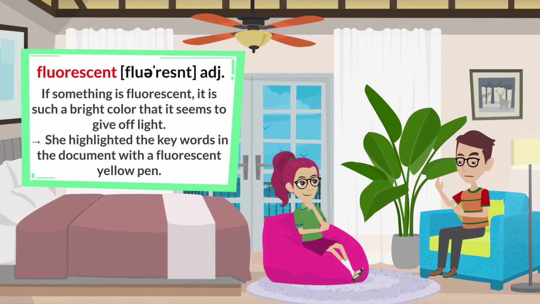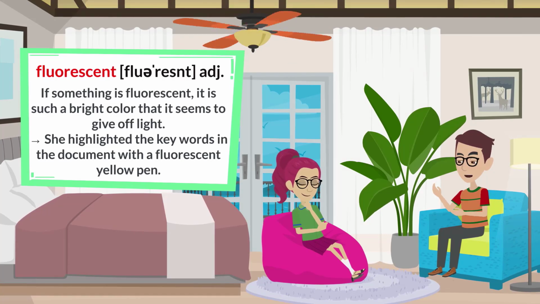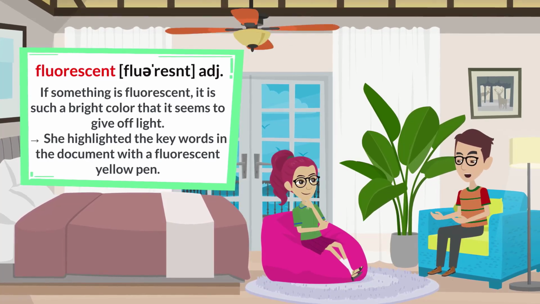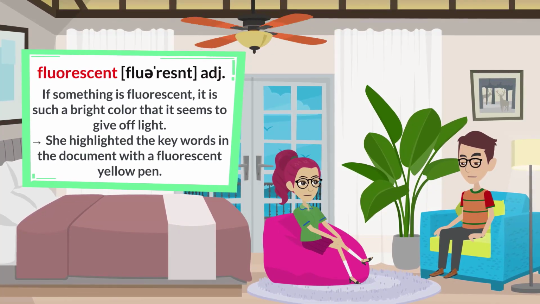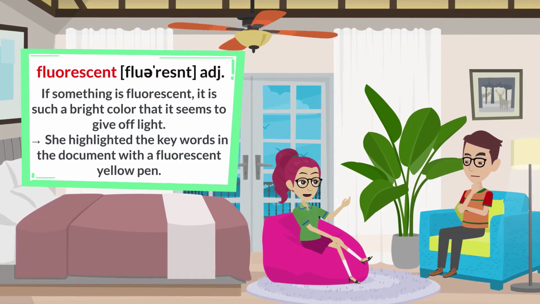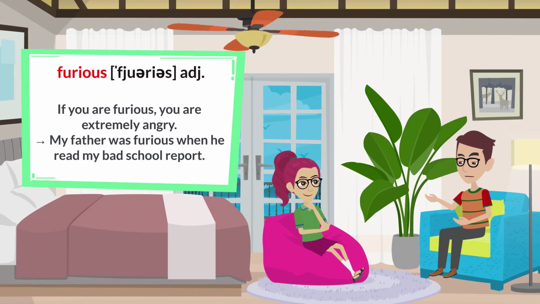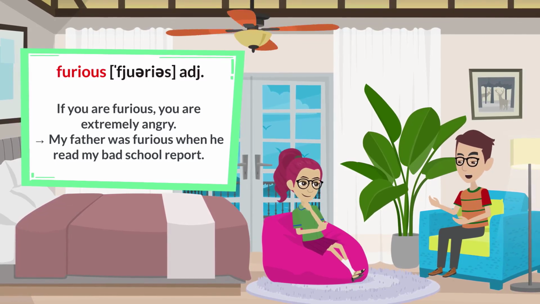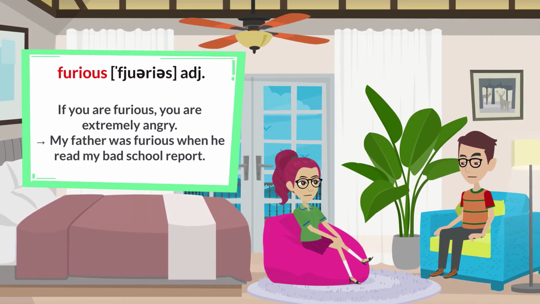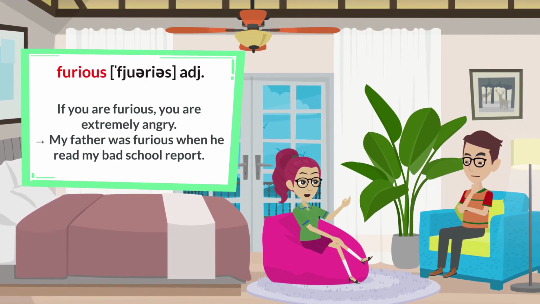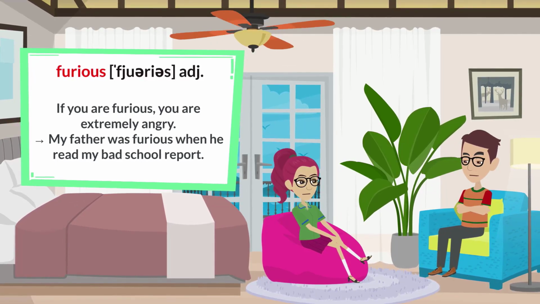Fluorescent. If something is fluorescent, it is such a bright color that it seems to give off light. She highlighted the key words in the document with a fluorescent yellow pen. Furious. If you are furious, you are extremely angry. My father was furious when he read my bad school report.